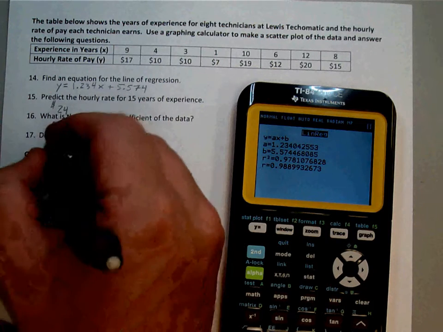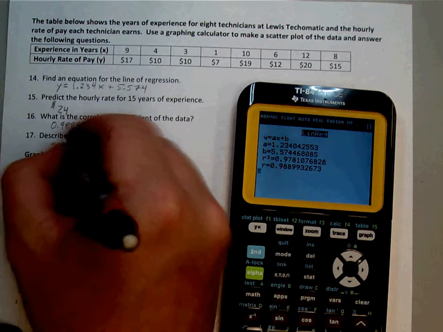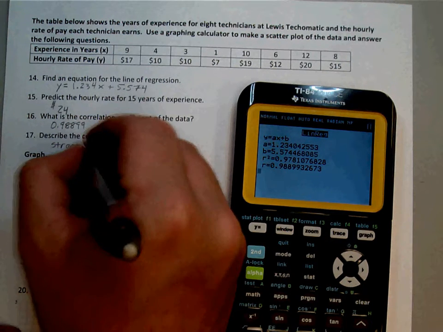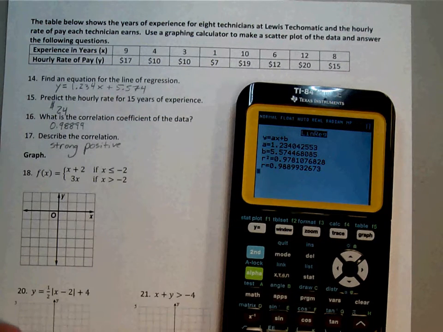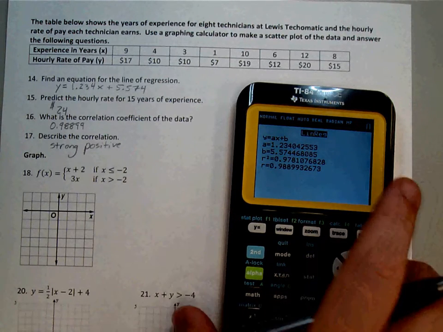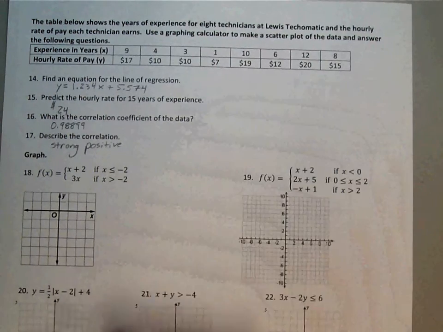Since it's close to 1, it's strong, and it's also positive. So I would say it's a strong positive correlation. Or strong positive is good enough. If it was negative, I would have put negative. If it wasn't close to 1 or -1, I would have put weak. If it was 0, I would have put no correlation.